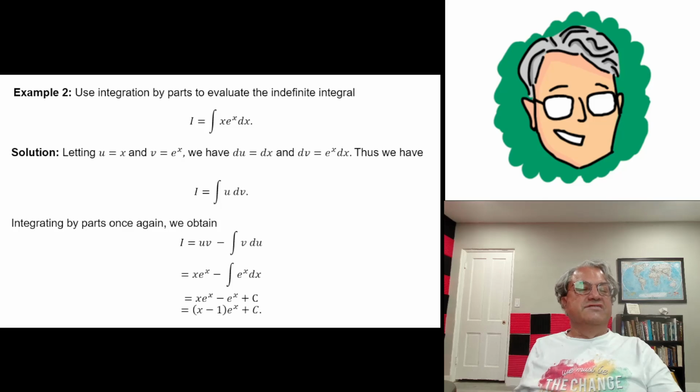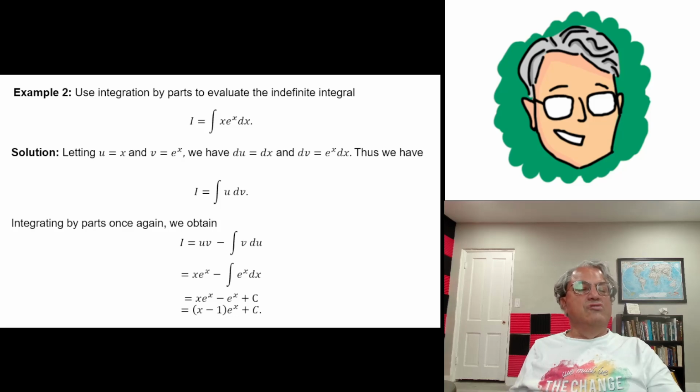Well, e to the x is very easy to integrate, right? The integral of e to the x is just e to the x. So you really want to let v equal e to the x here. And then u is x. So if u is x and v is e to the x, then you get du equals dx and dv equals e to the x dx. And now you'll notice that the integral does have this form, integral of u dv.